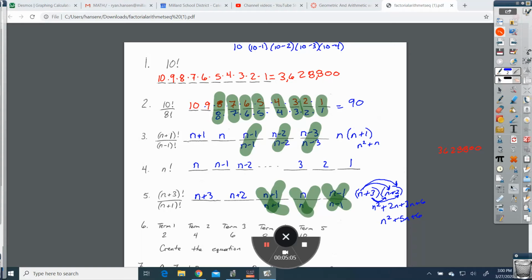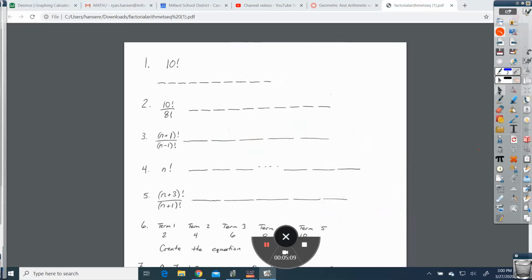All right, so now, where's my little spray bottle? There it is. You can pause yours as you need to.